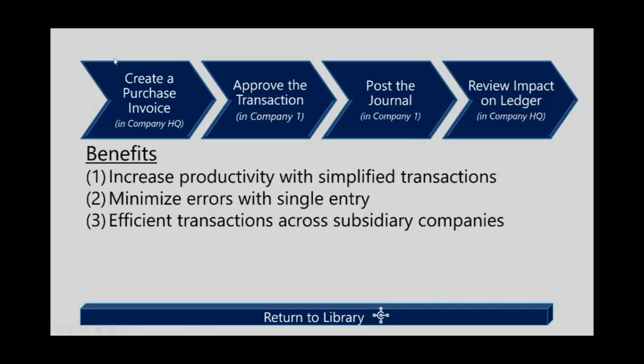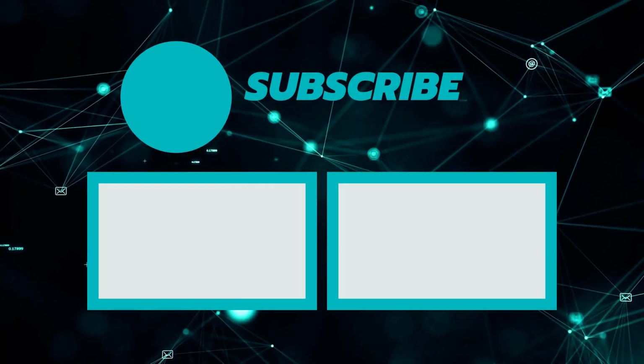So in this scenario, we wanted to demonstrate how you can have a connected business and manage transactions between multiple companies in Business Central. The benefits, as you saw, were to help increase productivity with some simplified transactions and also minimize the errors within a single entry. And again, efficient transactions across subsidiary companies.